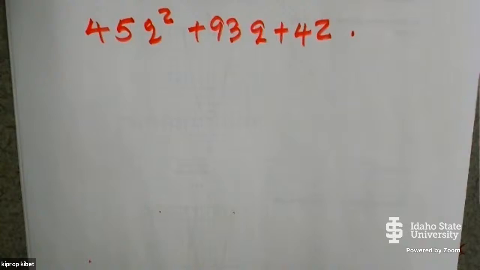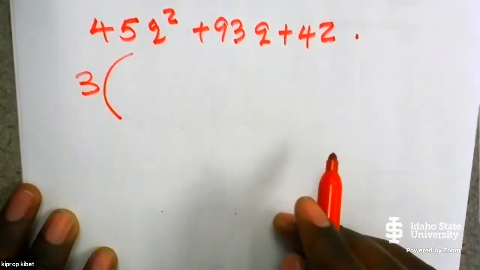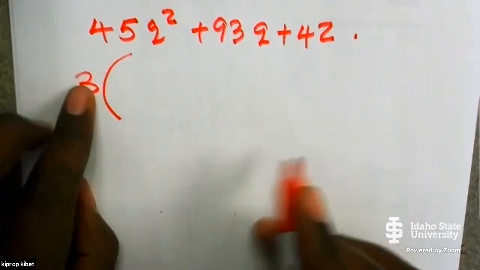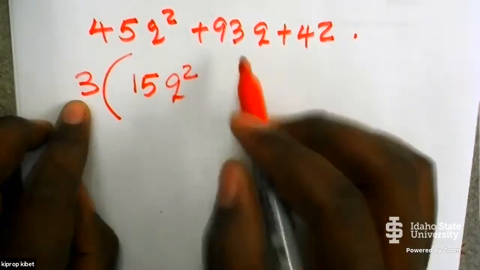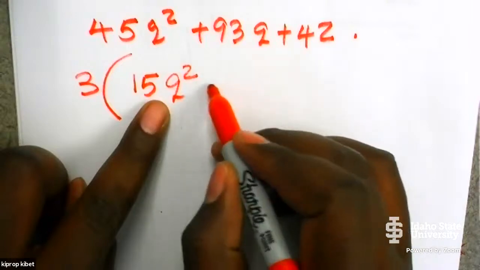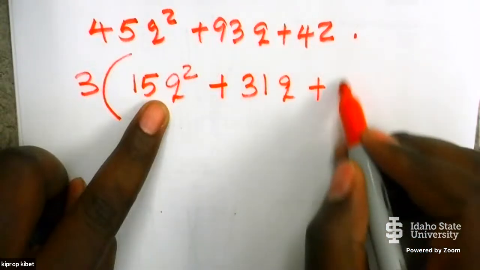All three of the coefficients are divisible by 3. So first you can factor out 3, the greatest common factor amongst the coefficients. Our greatest common factor there is 3. So when we take out 3, what will remain inside? Here it will be 15q squared. And then here, what remains is 31. What remains here is 14.